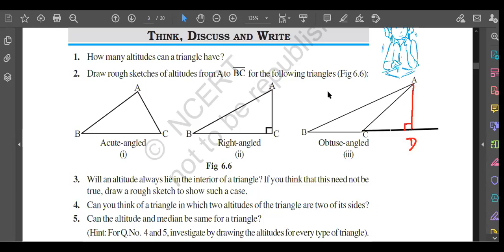Okay, very good. So we will take a break till then. Please try to understand what is median, what is altitude. Okay, we will take a break of 10 minutes. We'll be back at 3.